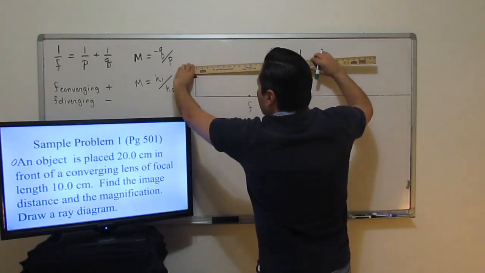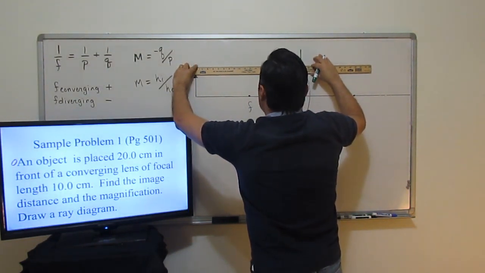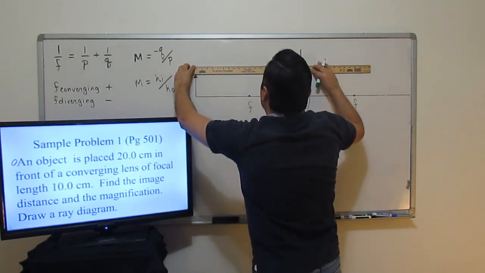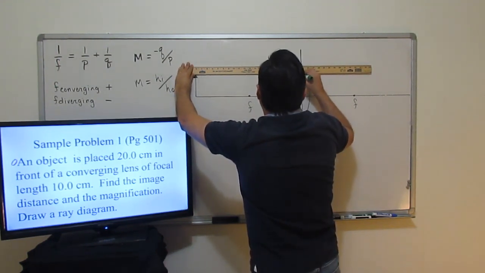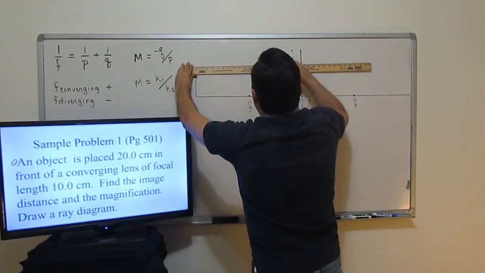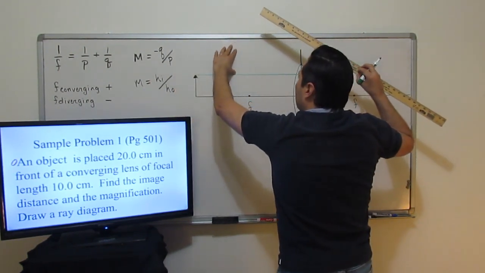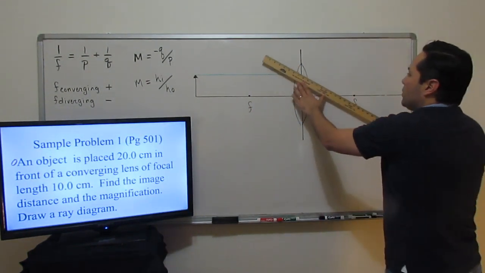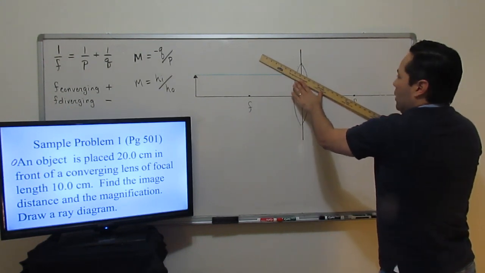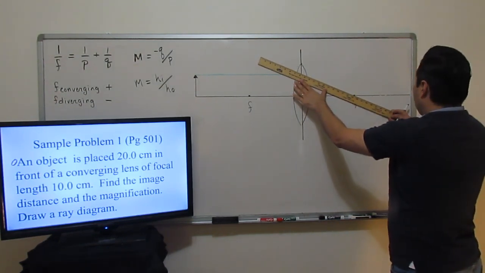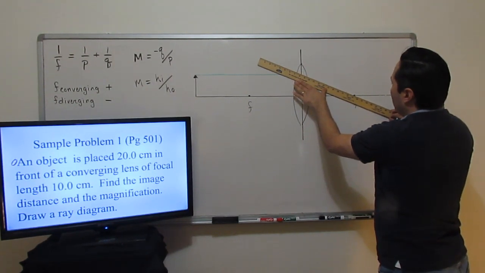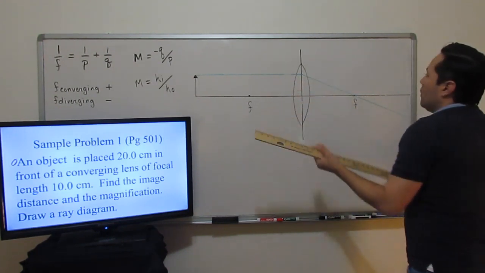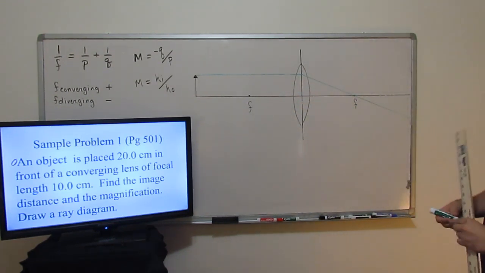From the top of the object to the lens, that's our first part. Oops, sliding on me. There you go. And once it gets to the center, it drops down through the focal length. Alright, so there's our first line, we got that done.